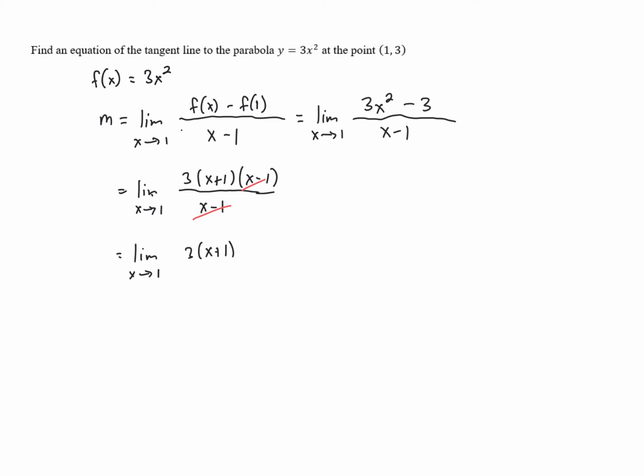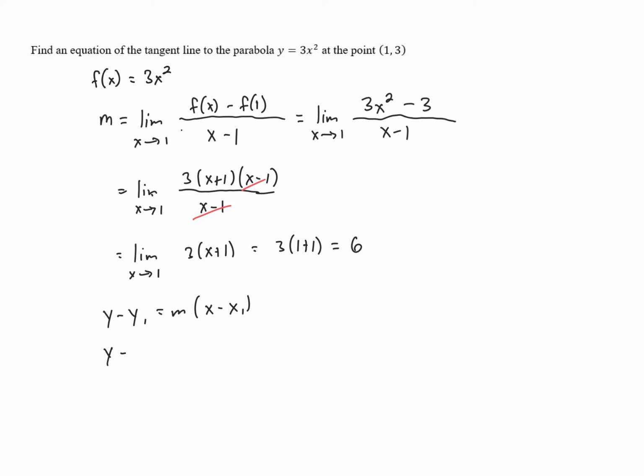At this point, we can use direct substitution. So that's going to be 3 times 1 plus 1, or 3 times 2, which is 6. So the slope is going to be 6, and the point we're given is (1, 3). So we can use point-slope form. y minus y1 equals m times x minus x1.